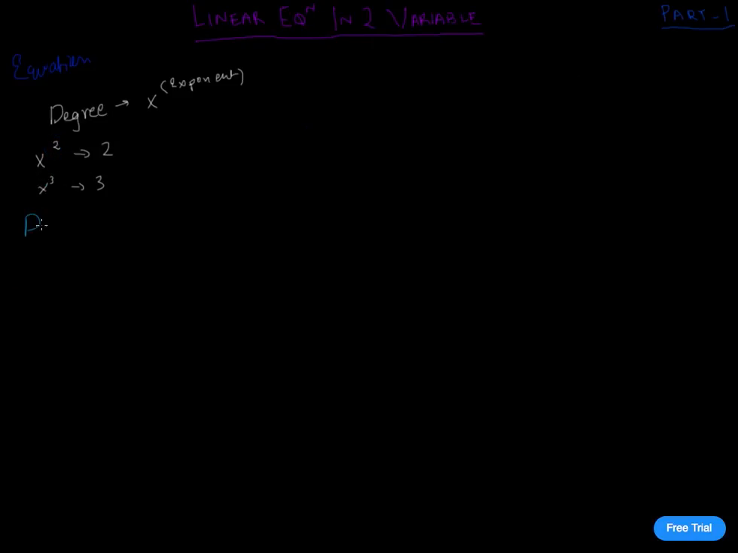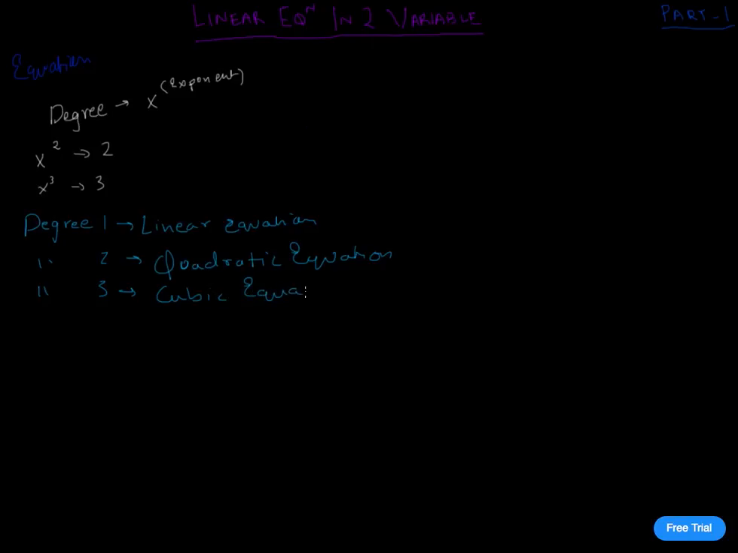So the name for an equation with degree 1: degree 1 is named as linear equation. Degree 2 is named as quadratic equation. Then degree 3 is known as cubic equation. With degree 4 is known as biquadratic equation, right? So I'll give you a few examples and make you understand what this is.